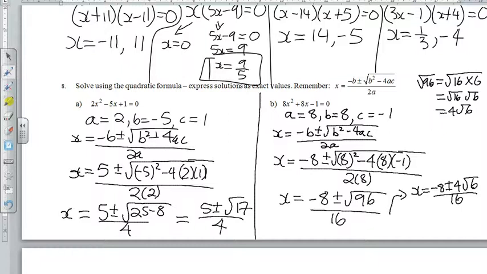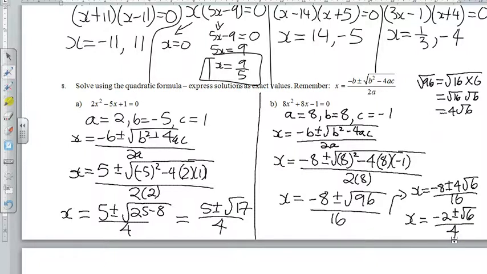Now, is there anything that goes into 8 and 4 and 16? How about 4? 2 does, but so does 4, right? It has to go into all three. So if this was negative 8 plus or minus 3 root 6 over 16, you're done. You can't just say, oh, but these two, no, it's got to be all three. So 4 goes into all three. We divide everything by 4. We get negative 2 plus or minus root 6 over 4. That's your answer, simplified radical form.